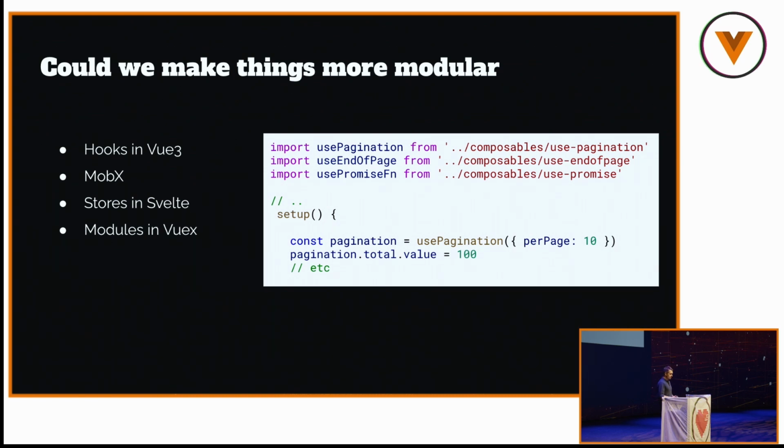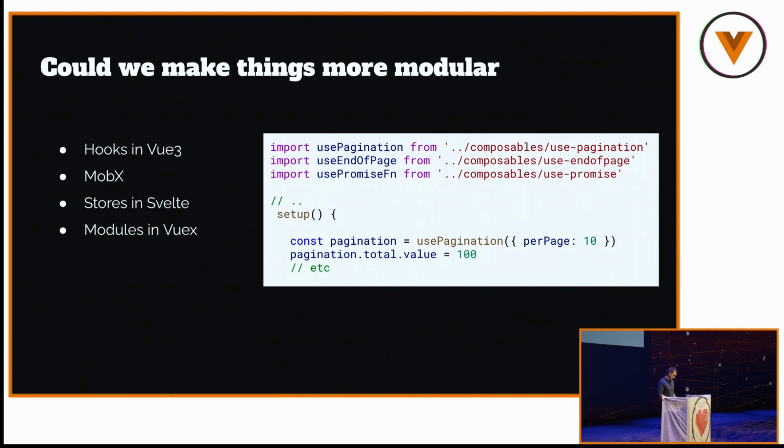Vuex has modules for this, so you can modularize your store. But besides that, if you look at the industry, there are other solutions that go from that approach, with small separate stores per business function or per type of data you're storing there.